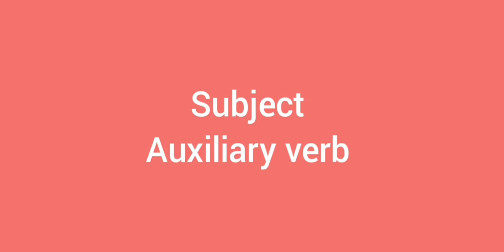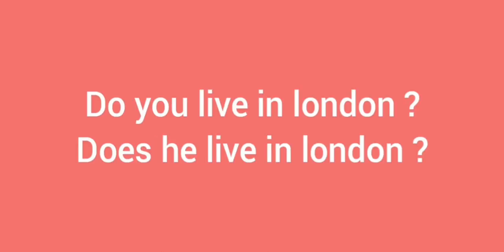For example, do you live in London? Does he live in London? As you can see, the auxiliary verb changes from do to does when we change the subject, you and he. But your main verb stays in the infinitive form, which is live.